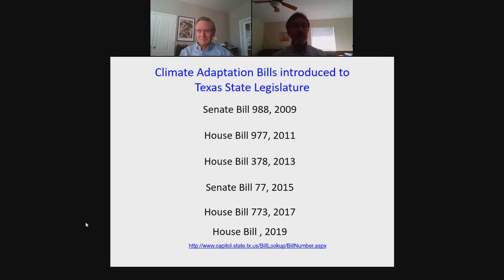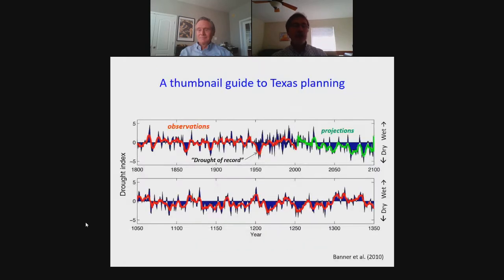That's what's happening at a state level. Again, I told you at the beginning, is this sufficiently resilient planning that the state is undertaking? Here's this figure I showed you before, and this is a quick interactive way to look at what we might call a thumbnail guide to Texas planning. You're actually going to have to use your hands for this. I want everybody to be interactive on this.